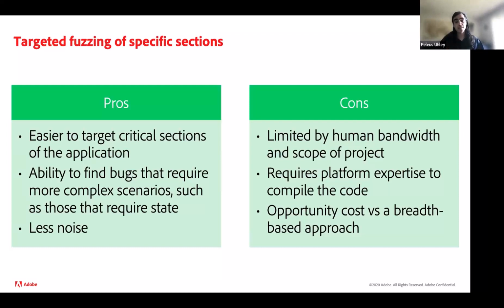Of course, the cons to this is, doing all of that tuning is going to require more bandwidth. It's going to require a little bit more coding. It's going to require platform expertise. You're going to need to be able to compile the code yourself. You can't just grab a binary and go at it. And there's opportunity cost because, again, you're applying biases where you're going after areas that you think are critical, and you may be missing something else because you're choosing not to look in those other areas.